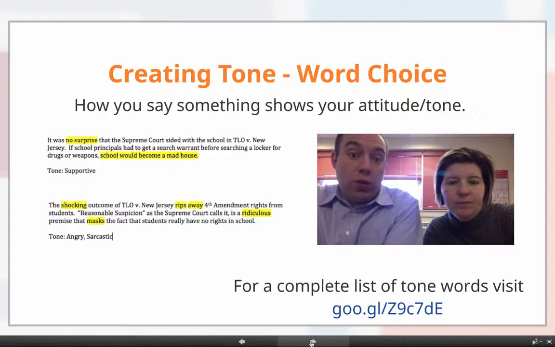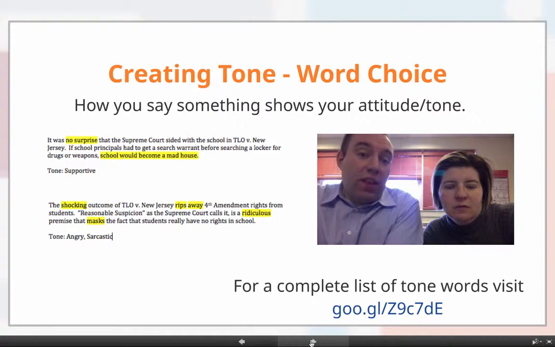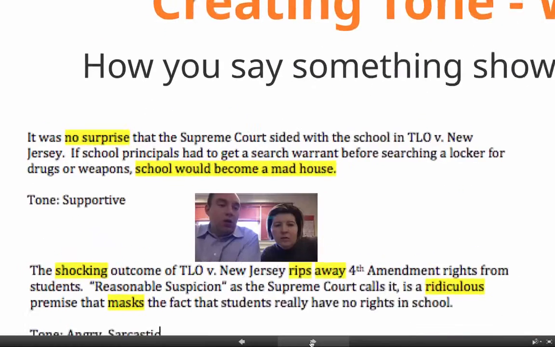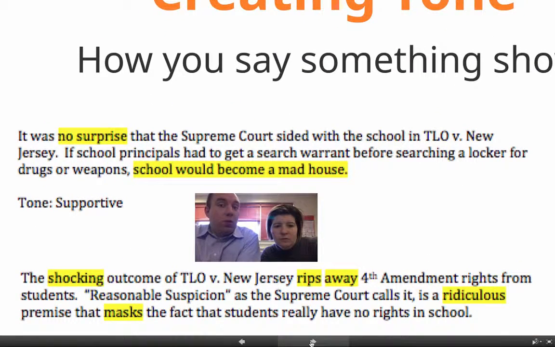Okay, so how would you do this? I think the easier of the two is probably to create tone, and this is basically done by word choice. The words you choose to use create tone in the piece. So how you say something shows your attitude and your tone. So you can say the same thing in a lot of different ways, and it could change the way the reader gets your impression of the topic. So here's a couple of quick examples about tone and how the word choice affects the tone.